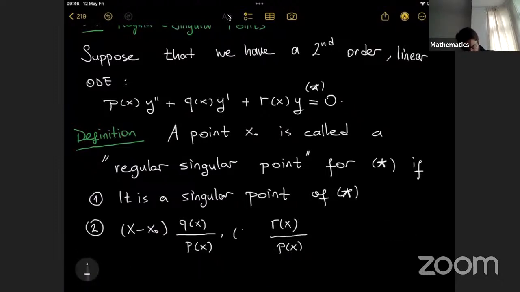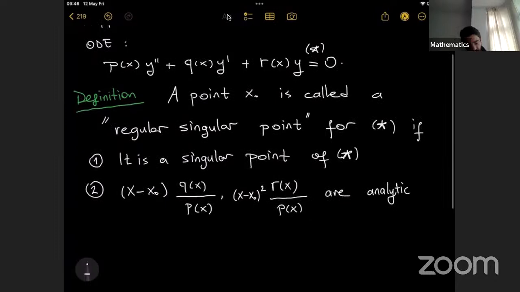This and x minus x0 squared, they are analytic at 0. So these are analytic near x0. So multiplying with x minus x0 and x minus x0 squared, these two functions, we have analytic functions. In that case, if we have this, then we say it's a regular singular point.